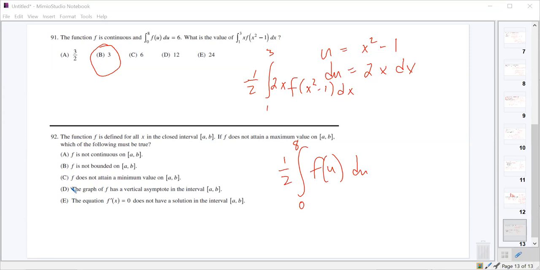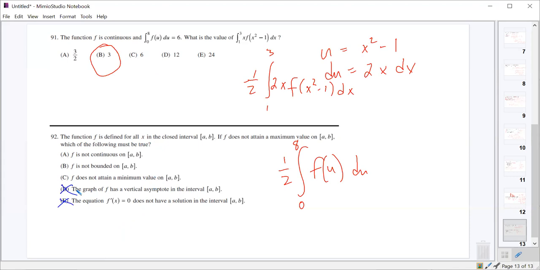But if we had, let's see, let's start at the bottom here. The equation f prime of x equals 0 does not have a solution. So saying that there's no critical values, well, we're on a closed interval, so we're going to get a max, even if there's no places where my derivative is 0. That doesn't make a lot of sense. If our function is defined for all x in the interval from a to b, there's not going to be a vertical asymptote. That doesn't make any sense.